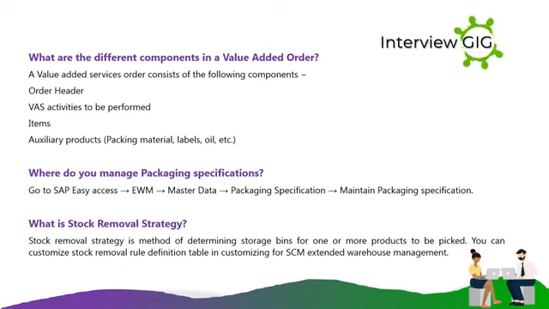Where do you manage packaging specifications? Go to SAP Easy Access, EWM, Master Data, Packaging Specification, Maintain Packaging Specification. What is stock removal strategy? Stock removal strategy is a method of determining storage bins for one or more products to be picked. You can customize the stock removal rule definition table in customizing for SCM Extended Warehouse Management.